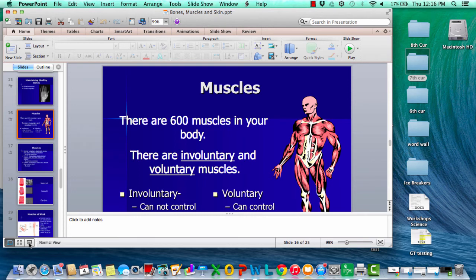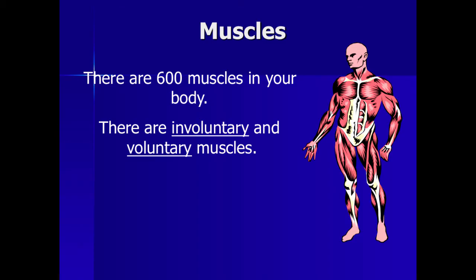Okay, guys, so we're going to talk about the next body system, which is going to be the muscular system. So we know that there are 206 bones in the human body, but there are over 600 muscles in the human body. And all muscles can be divided into two types: involuntary and voluntary.